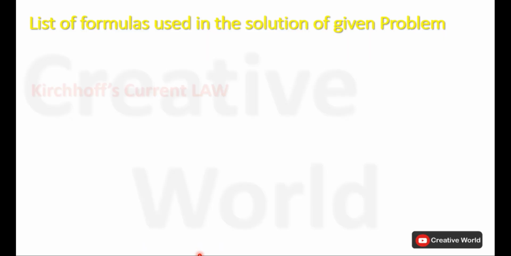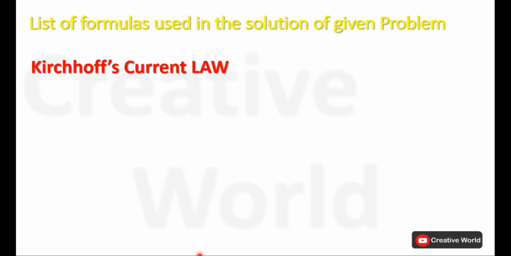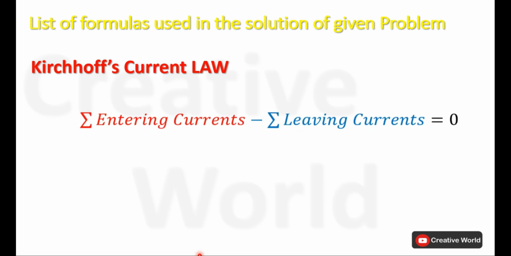While solving this problem, we will be using Kirchhoff's current law. According to this law, the cumulative current on any node inside an electrical network is always equal to 0. The sum of all entering currents on a node is always equal to the sum of all leaving currents from that node.